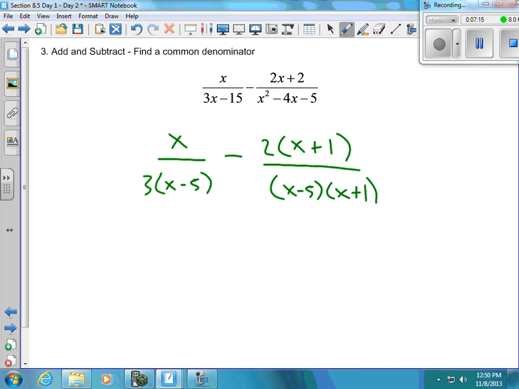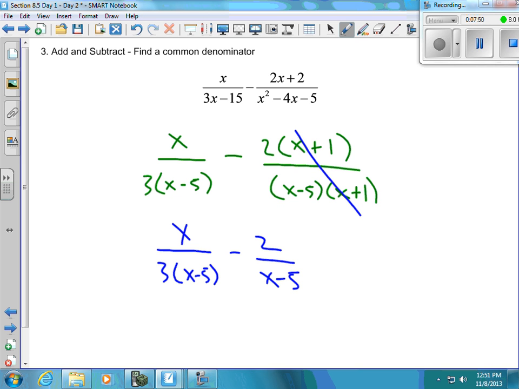And there is the factored form. Now, before we move on and start multiplying each side, try and reduce. The goal is reducing these fractions as well, or simplifying them as we go. If you see here on the right-hand side, this is its own fraction, 2 times x plus 1 over x minus 5 times x plus 1. I can reduce or eliminate that x plus 1 from the top. And so I would end up with x over 3 times x minus 5 minus 2 over x minus 5.